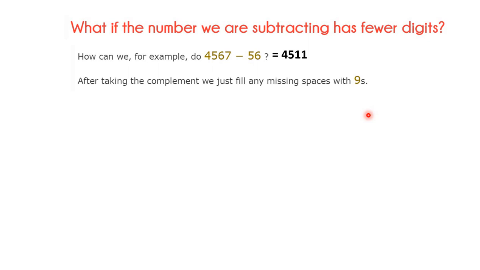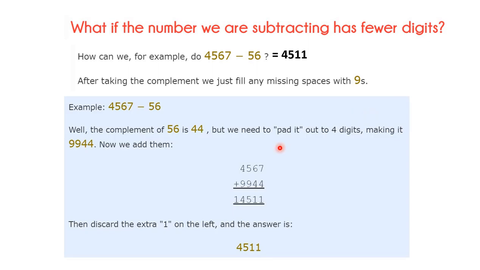So let it be clear with an example. 56 is y, so obviously 44 is the complement. Now 44 is a 2-digit number, but x is 4567, a 4-digit number. So the 2 vacant positions you just fill in with two 9s, and now you add to get 14511, and then as usual discard the extra 1 on the left, and the answer is 4511.